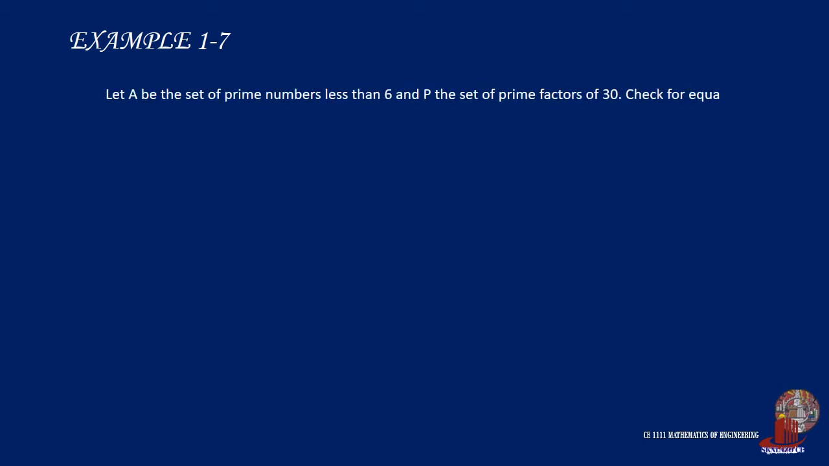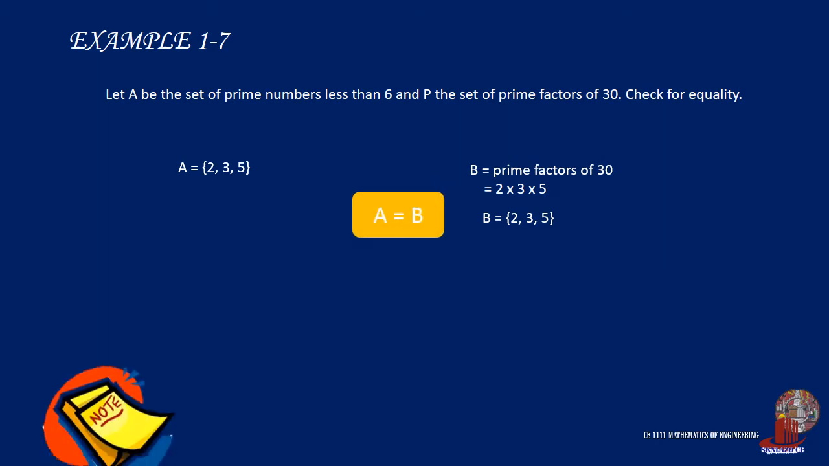We consider the following examples. Let A be the set of prime numbers less than 6 and B the set of prime factors of 30. Check for equality. Being prime numbers less than 6, set A would have the elements 2, 3, and 5. Set B would also be prime factors of 30, giving us the values 2 times 3 times 5, where set B would also turn out as 2, 3, and 5. Thus, we can say that set A would be equal to set B.